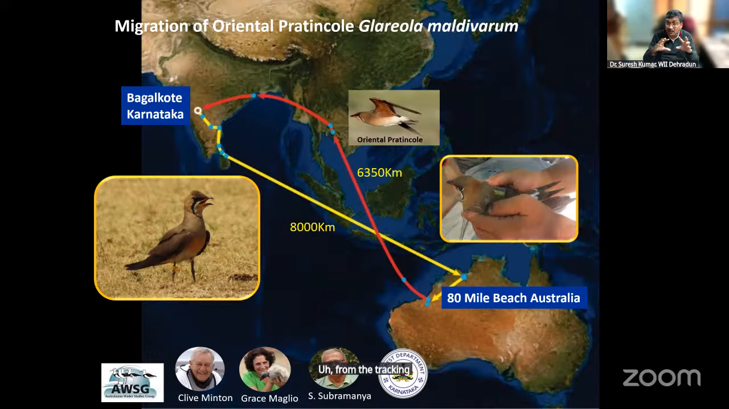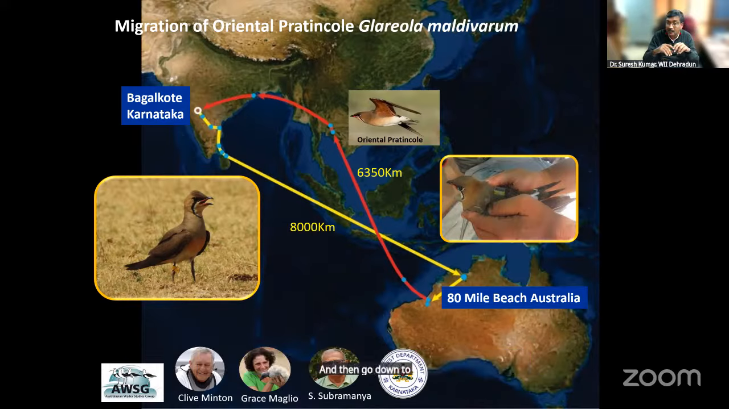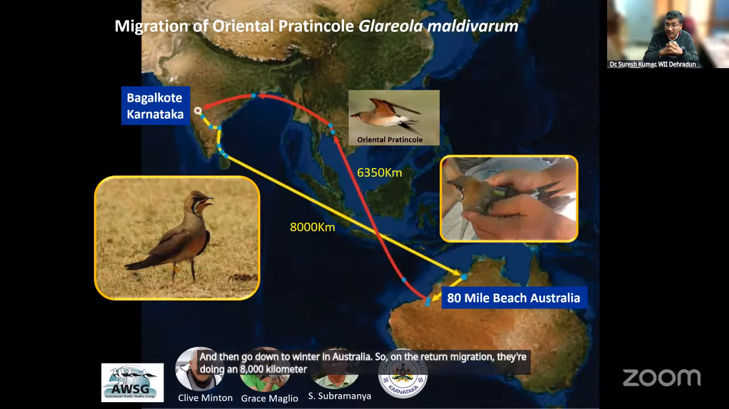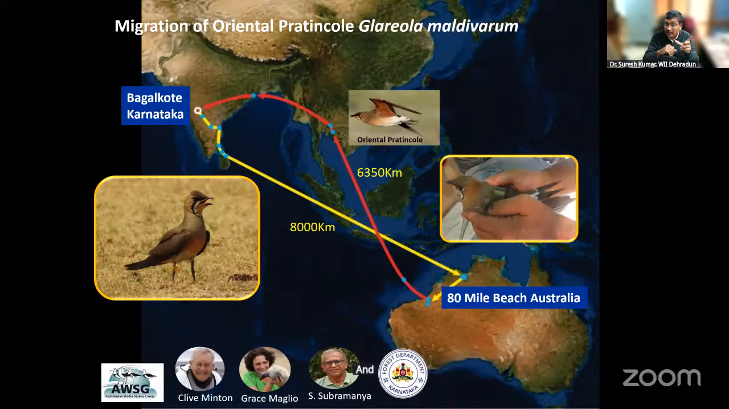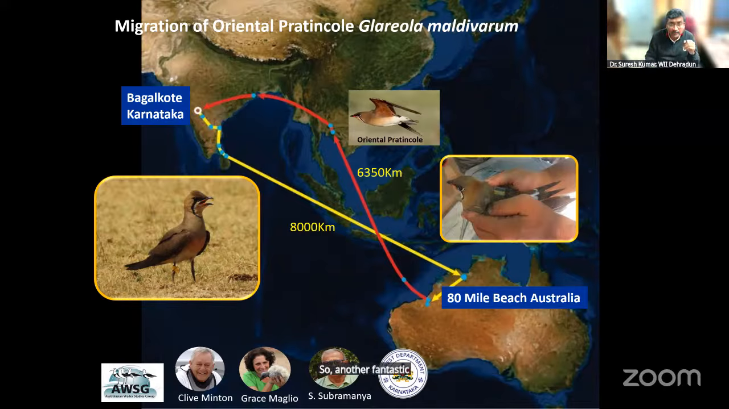From the tracking study, what is evident is that on their return during the summer here, they are summer visitors. They breed here in peninsular India, and then go down to winter in Australia. So on the return migration, they're doing an 8,000-kilometer migratory route, and this definitely has a long oceanic stretch. These are birds that are not going to land in water, so they have to fly nonstop. So that's interesting. And this is more or less an east-west or longitudinal migration. There is latitude involved here too. So another fantastic example of bird migration.